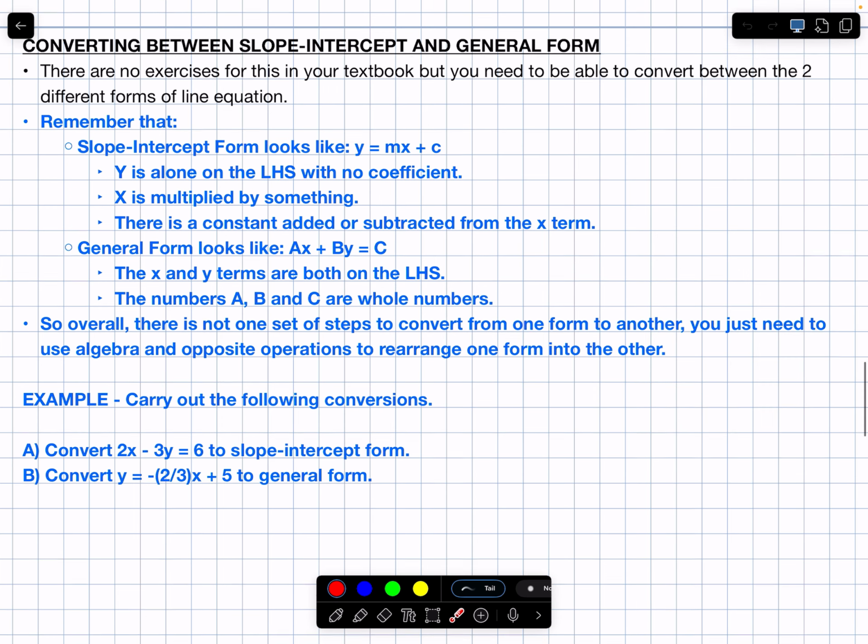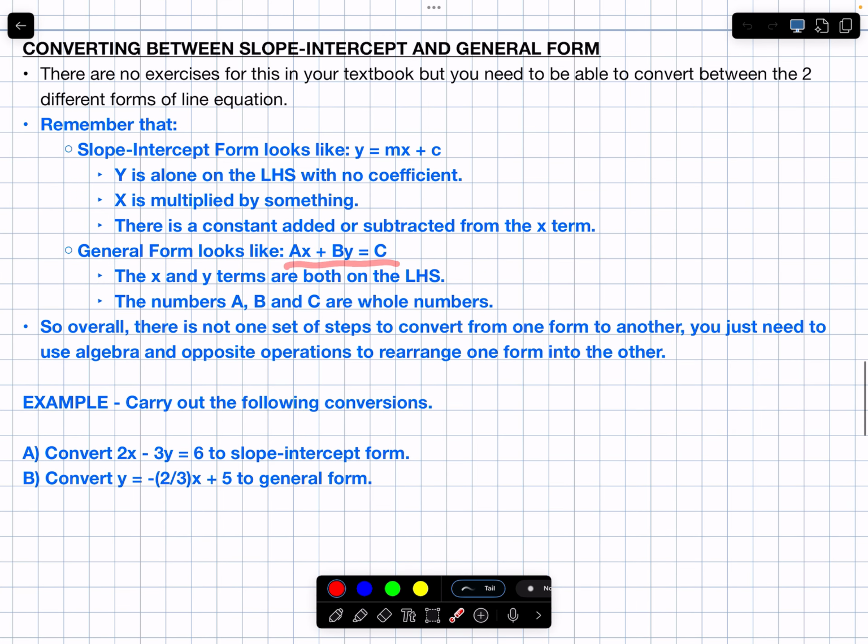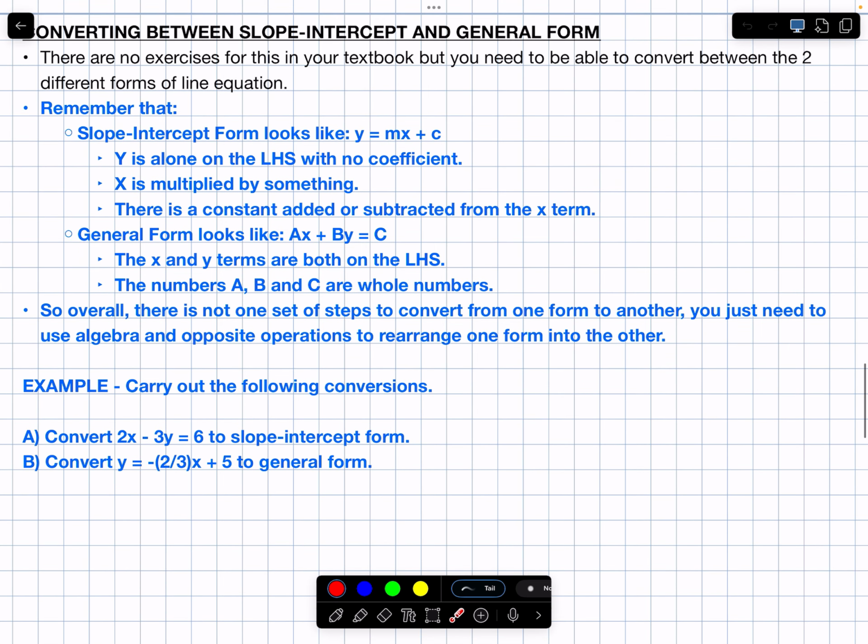What does general form look like? Ax plus by is equal to c. So what's special about that? The x and y terms are both on the left-hand side. The numbers a, b, and c, they're all whole numbers.